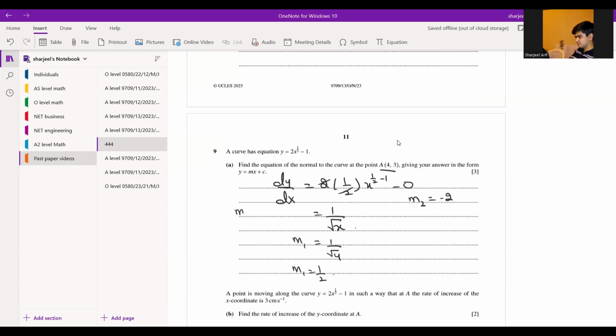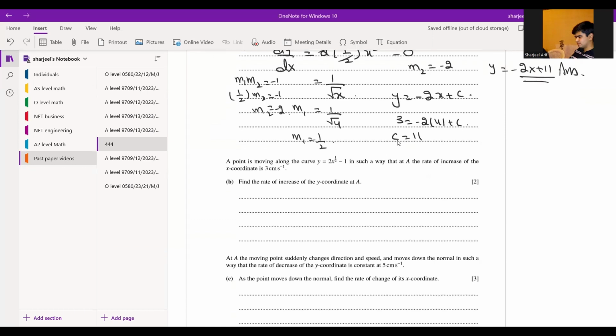We will use the equation m1 m2 equal to minus 1. Substitute 1 by 2 here to get m2 equals minus 2. So the equation of the normal will be y equals minus 2x plus c. We will substitute the coordinates 4 and 3. Get the value of c, which is 11. So the final answer will be y equals minus 2x plus 11.